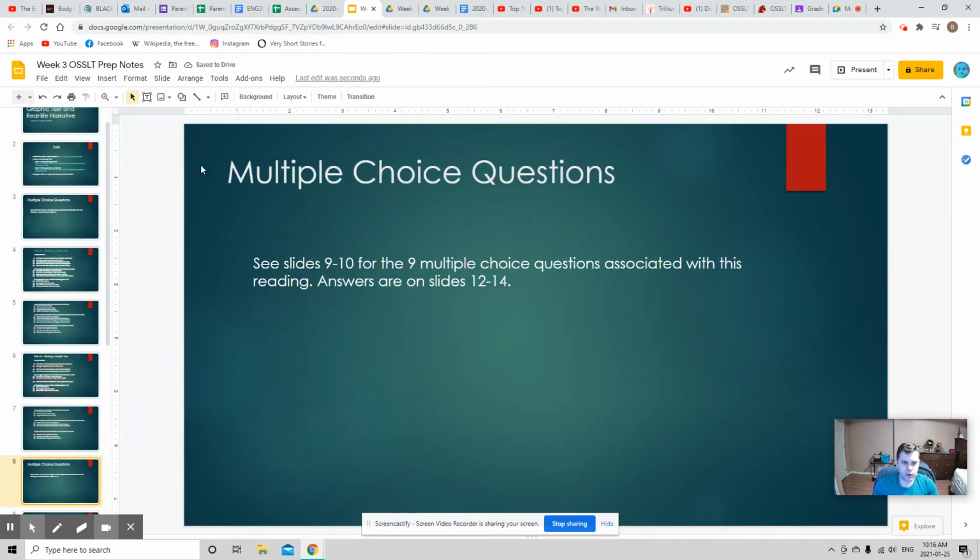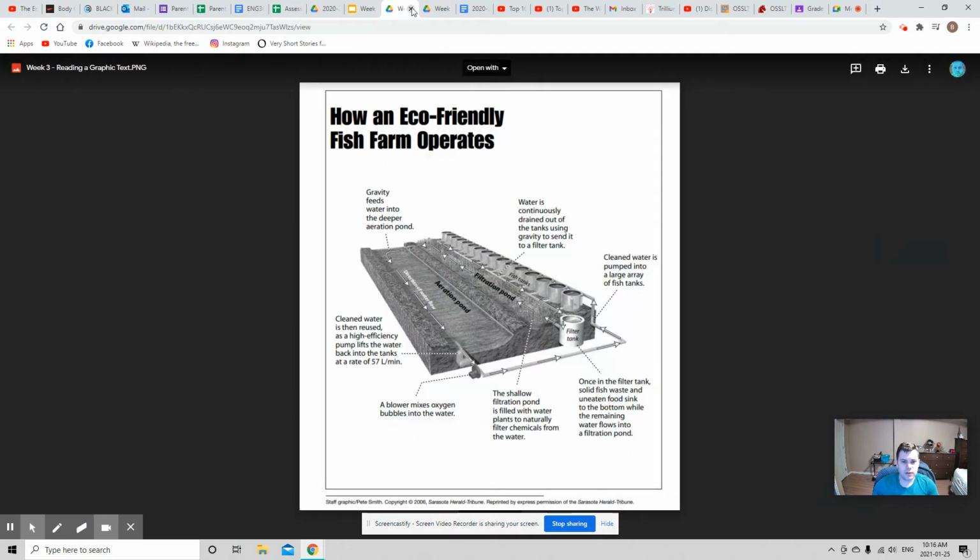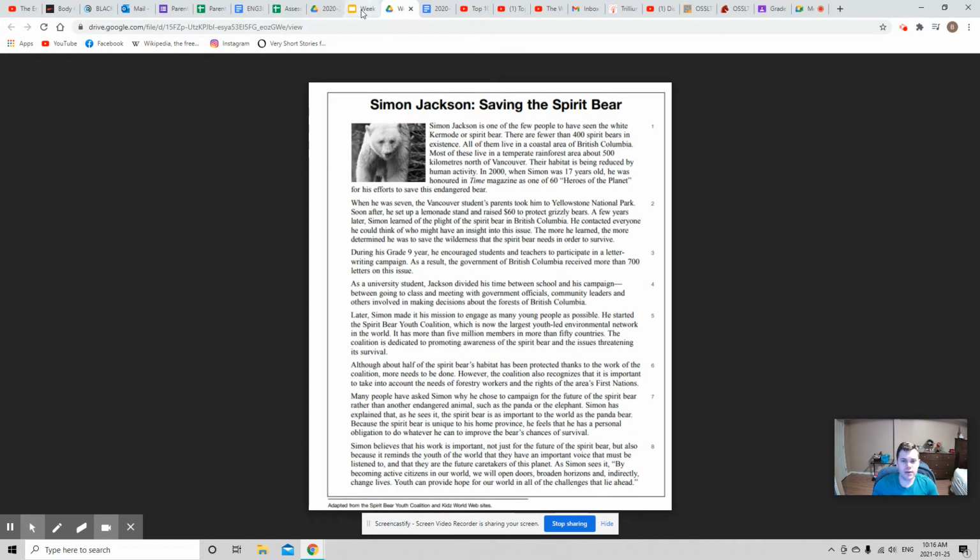All right, next one is this reading, Simon Jackson Saving the Spirit Bear.